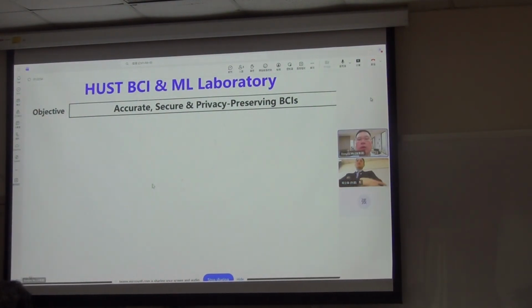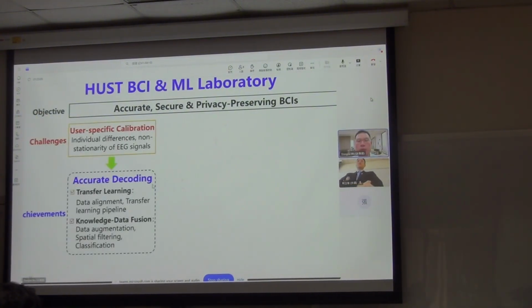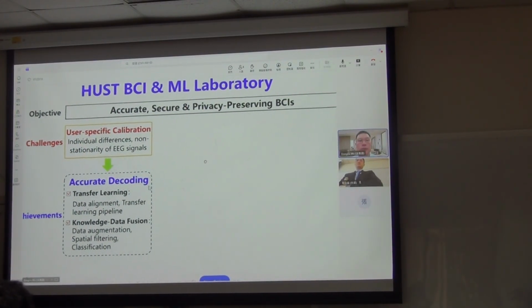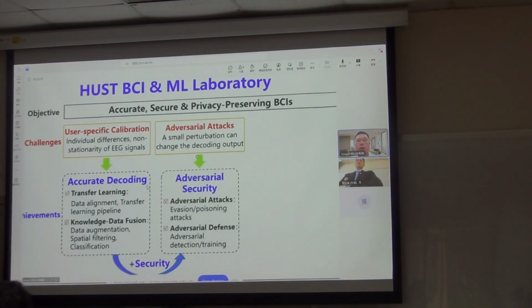Finally, a summary of the big picture of the research in our lab. Our lab is called the Brain Computer Interface and Machine Learning Laboratory. We focus on accurate, secure, and privacy-preserving BCIs. Accurate means accurate decoding. The main idea is to use transfer learning and data alignment approaches to speed up the calibration.